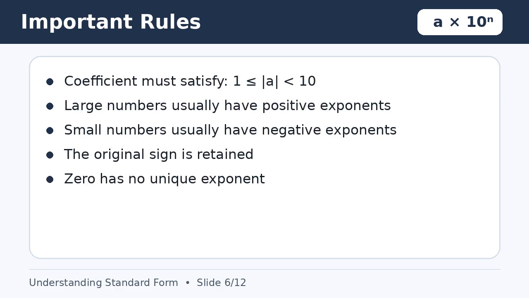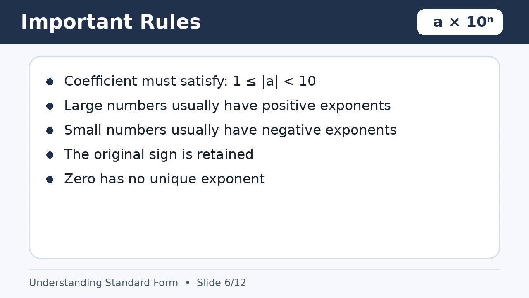There are several important rules for writing numbers in standard form. First, the coefficient must be at least 1 but less than 10. For example, 6.4 times 10 to the power 7 is correct, but 64 times 10 to the power 6 is not in standard form. Second, a large number normally has a positive exponent.